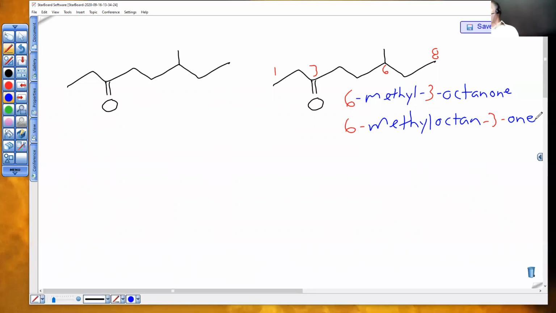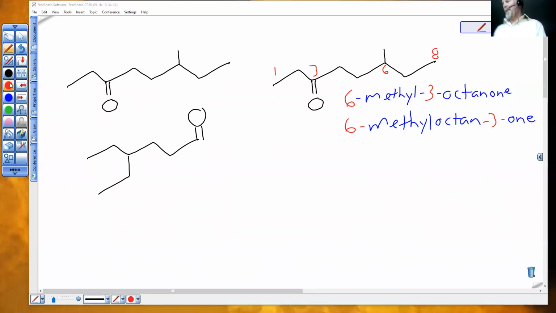Good start. How about a simple aldehyde? And let's put ethyl there. Are we starting from the right or the left on this one? And you guessed it, from the right, because the aldehyde's more important than this ethyl group on 4. So it's a hexanal. Oh, I have my answer here.